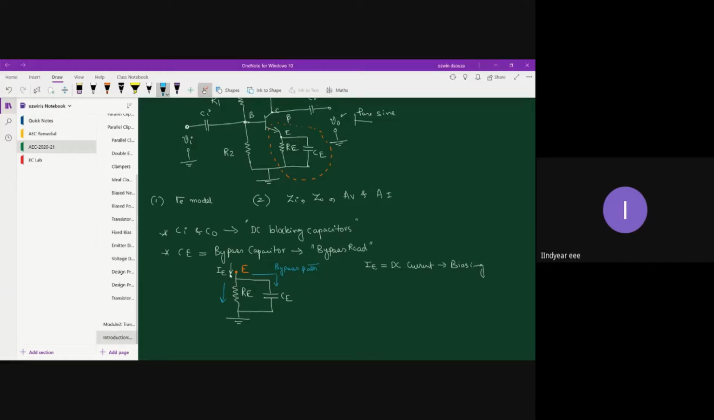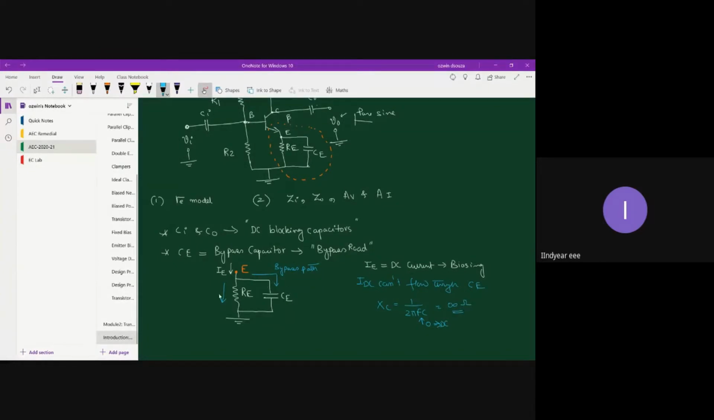Now the question is whether a part of the DC current IE will be able to flow through the capacitor. What is the answer? No, the DC current cannot flow through CE, because of the known reasons. You know that XC is inversely proportional to frequency. The frequency of DC is 0 hertz, so for DC the frequency is 0. So obviously the capacitor offers infinite reactance.